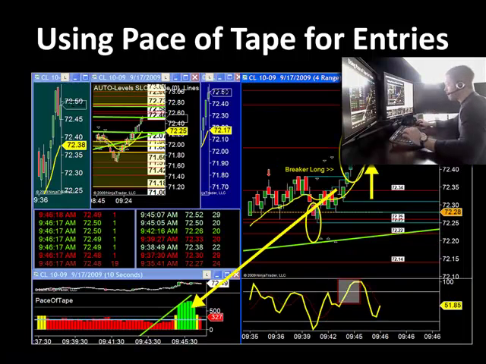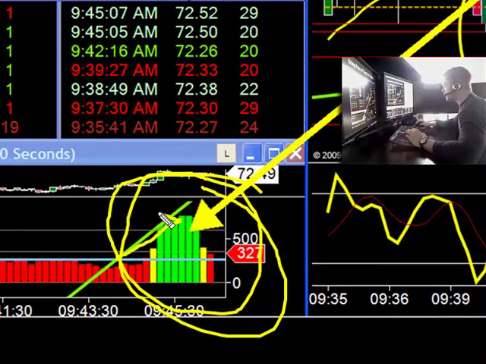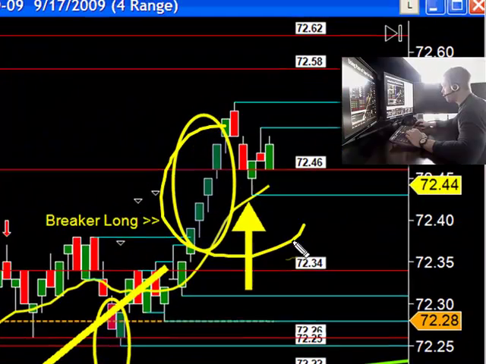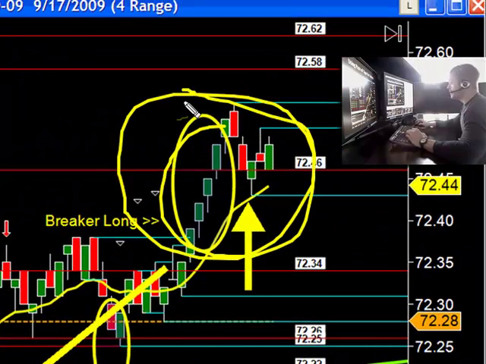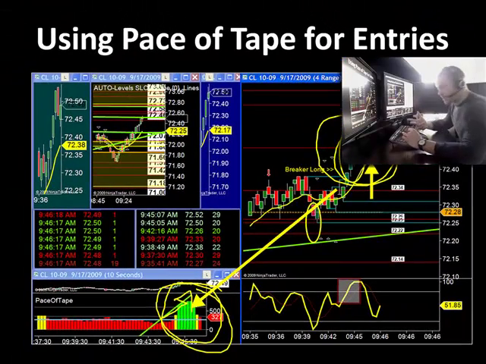It's going to be increasing pace of a tape, right? Increasing. So in this case, lower left-hand corner, we see a much different picture here now. We have green, right, increasing pace of a tape. And of course, as you can see, there's your breaker pattern long, right? And we know to take that trade. So increasing pace of a tape will help confirm the entries. Decreasing pace of a tape will help keep us away from those entries.